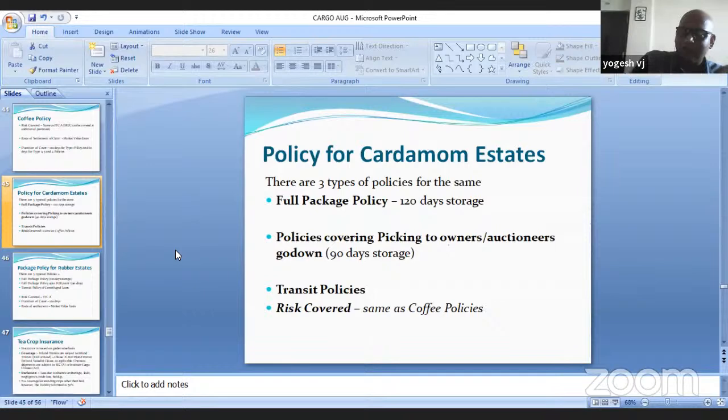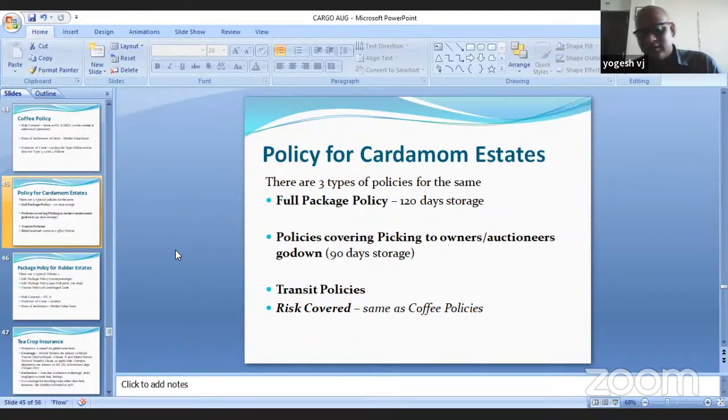Full package policy covers everything, and it covers 120 days of storage. Policy covering picking to owners, auctioners, go down. That means उधर से सिर्फ पिक करने का और उधर से ऑक्शनर के गोडाउन तक लेके जाना. उधर के लिए the storage period is 90 days. And finally is transit policy. That means from the auctioner's warehouse या godown to various parts of India, जहाँ पे लेके जाने का end user.